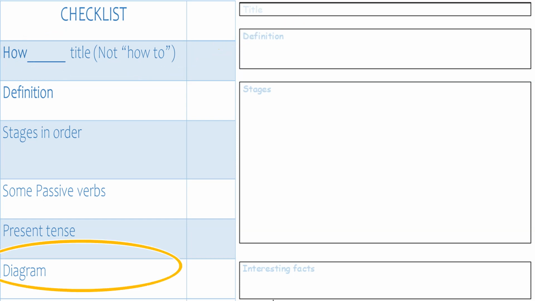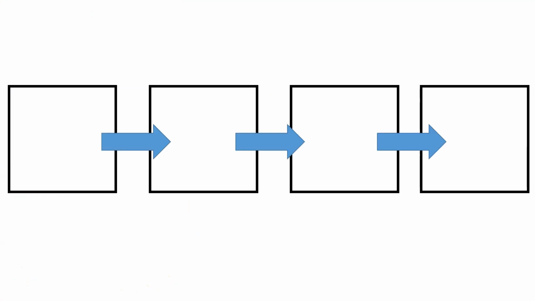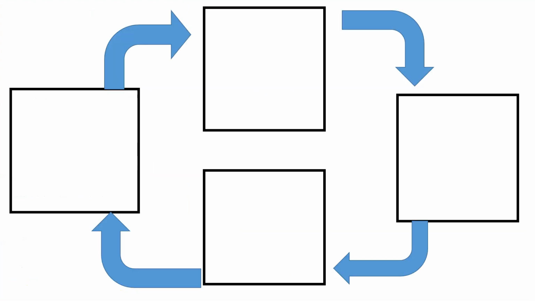I find the best way to organize my writing is to start with the diagram. Do a simple picture of each stage in order. Use arrows to make it very clear. If you are explaining something that happens in a cycle, you can draw the stages in a circle like this.